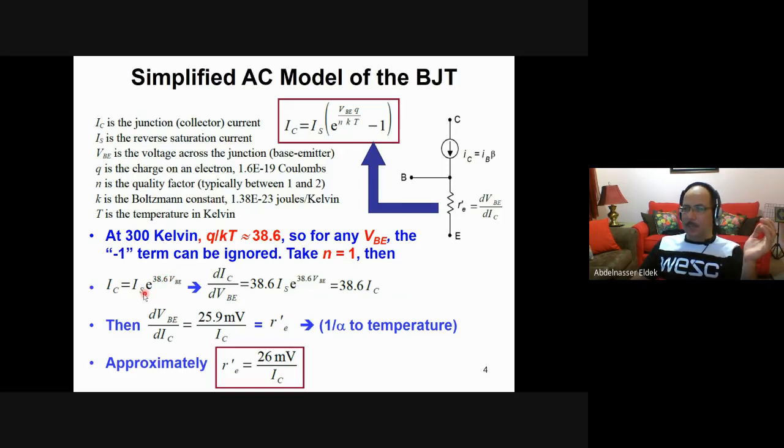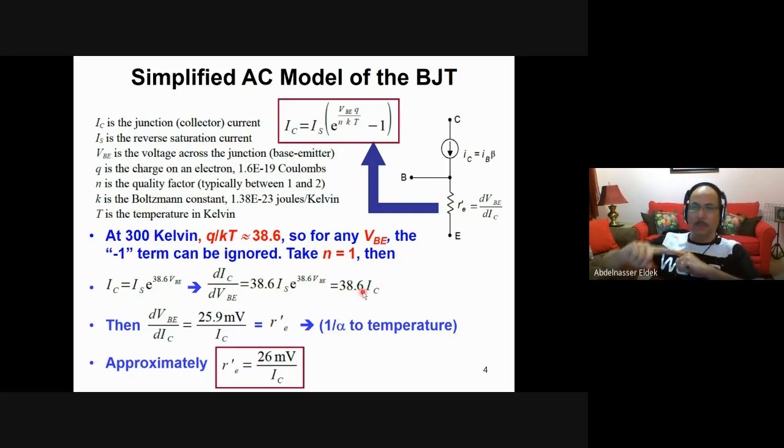And then you can differentiate IC with respect to VBE. dIC with respect to VBE, you differentiate this one here. IS is just constant. You take 38.6 outside, and you repeat e to the power of 38.6 VBE again. Then when you compare this result, what is this result? This part here is IC. So it is actually 38.6 times IC.